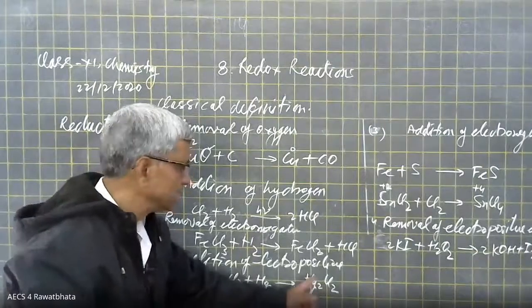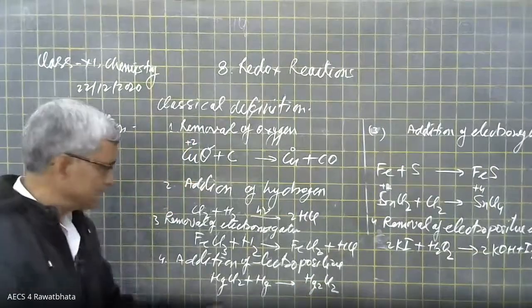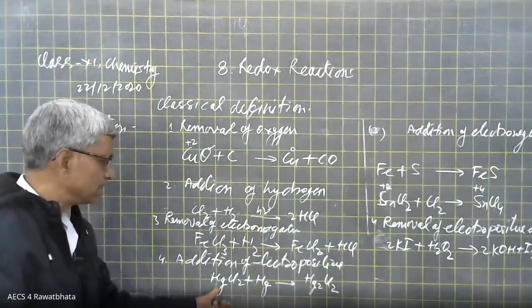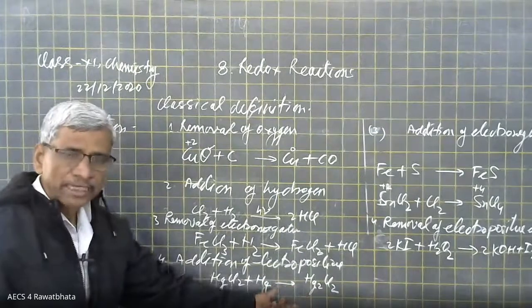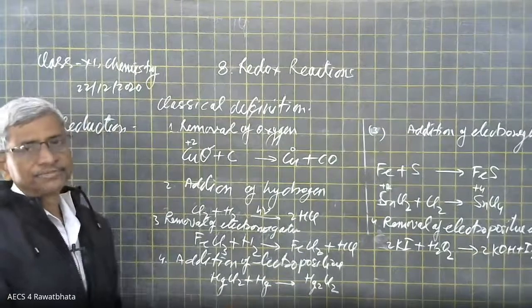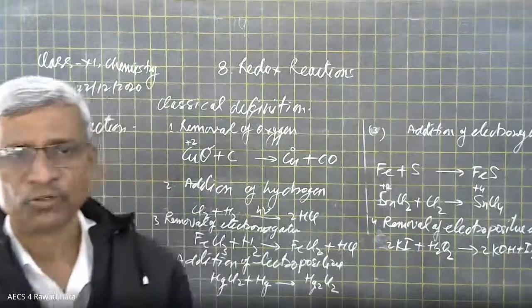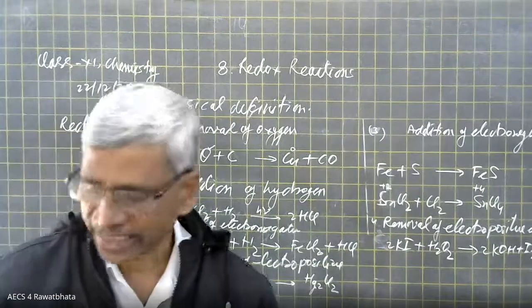The oxidation state of mercury is going to change. Here mercury is the electropositive element. It is a metal joined with this compound. That's why it is called a reduction reaction. So these are the different ways to explain oxidation and reduction.